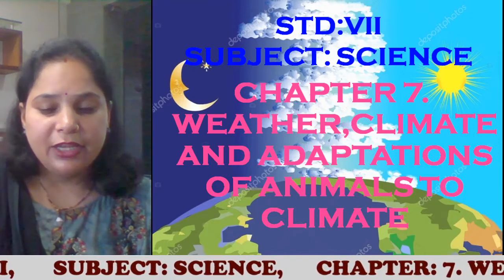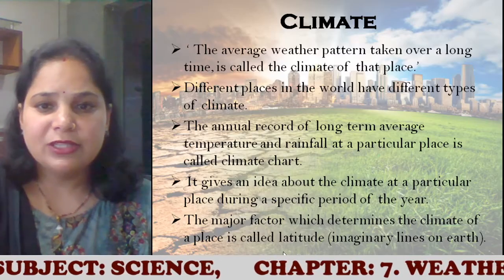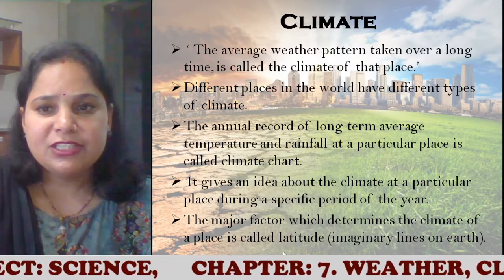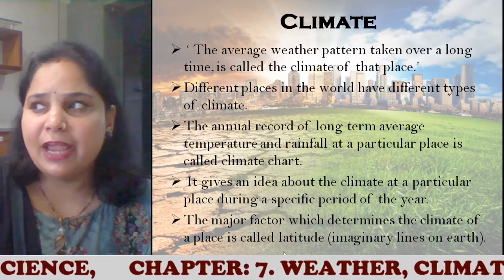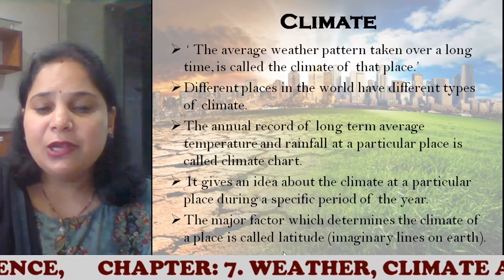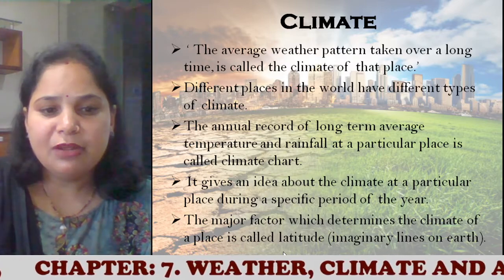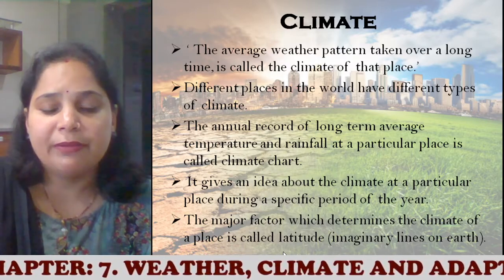Hello students, in the previous class we have seen what is climate. Let's once again revise this. Climate is the average weather pattern taken over a long time, and different places in the world have different types of climates. And the annual record of this long-term average temperature and rainfall at a particular place is called the climate chart, and this is being provided by the meteorological department.